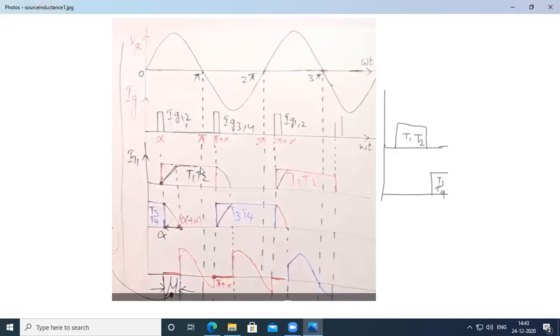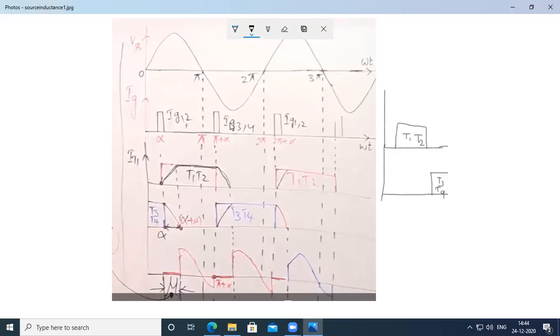Okay, and after a certain time it will reach the maximum point, and it will continue up to the next pulse given. So when the next pulse is given, T1, T2 should be immediately off, but it will not turn off immediately because of the inductive effect. So again it will slowly decrease.